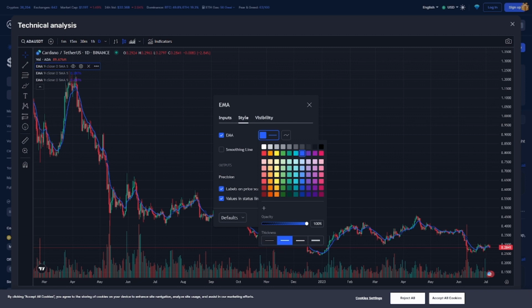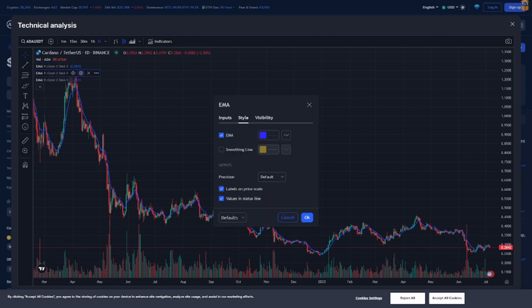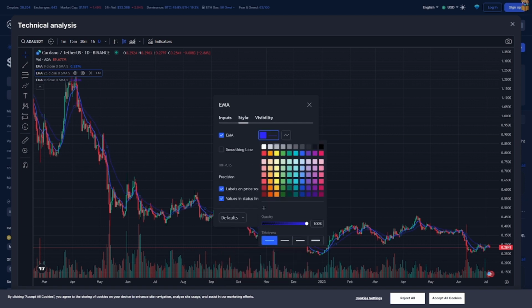Then click the X in the top right, and go back to the second EMA. Go to the Inputs section and change the length to be 25. Once you do this, change the color so that you don't get mixed up between the lines, and change this to whatever you want.